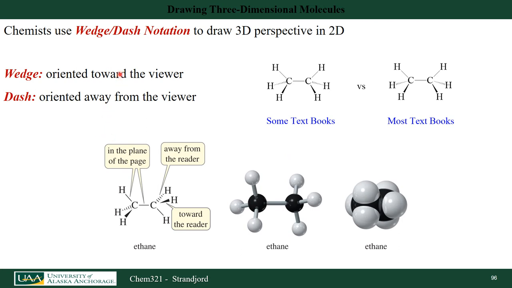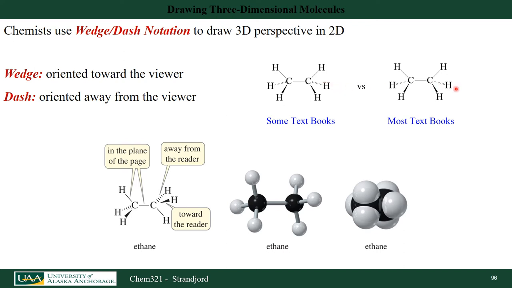We also use wedges and dashes a lot to draw a 3D perspective of molecules. And there's a little bit of difference depending on what textbook you look at. So in some textbooks, if I look at the bond between carbon and this hydrogen, it's a wedge which gets larger as you move toward the hydrogen. That implies that hydrogen's coming out of the board. If I look at this carbon to this hydrogen, it starts out as a large wedge and then funnels down into a small point, and that implies that it's going back into the board.